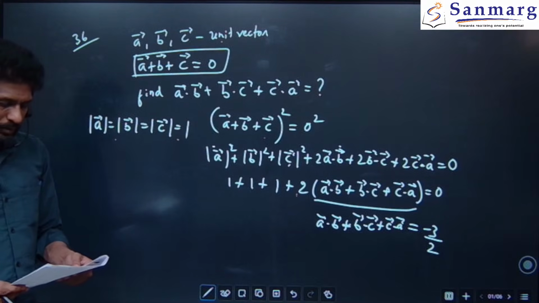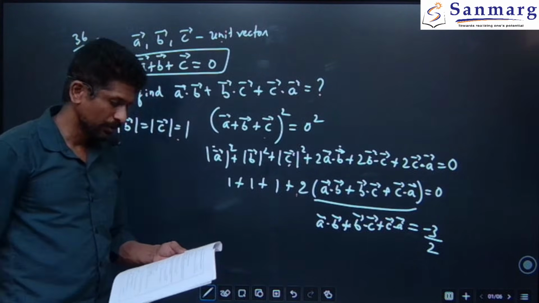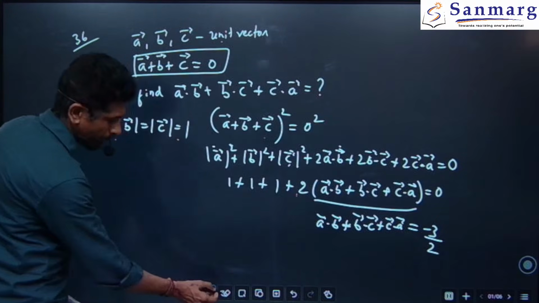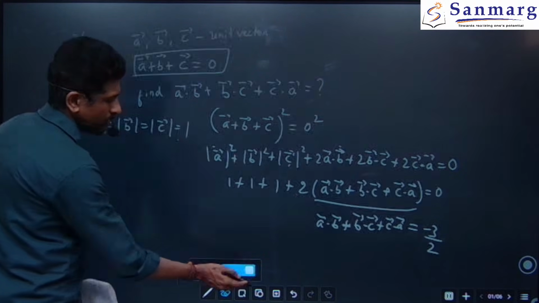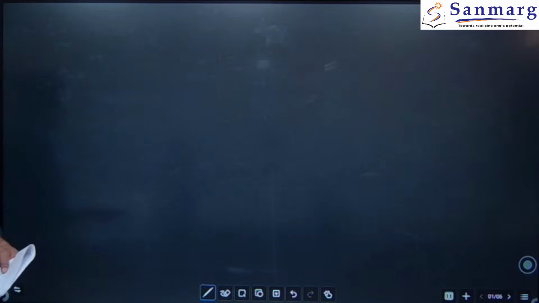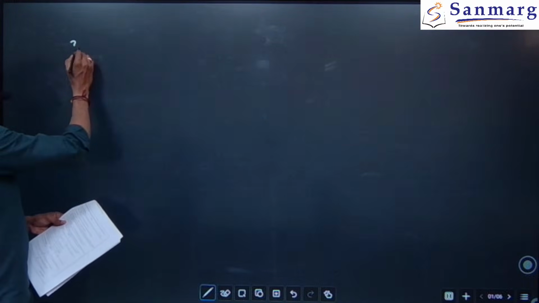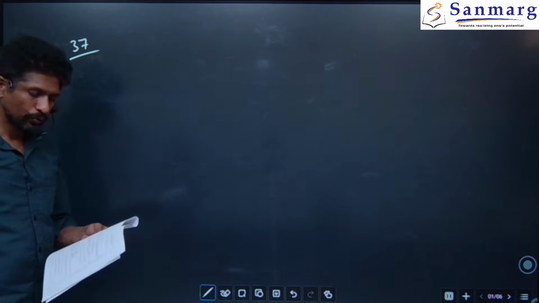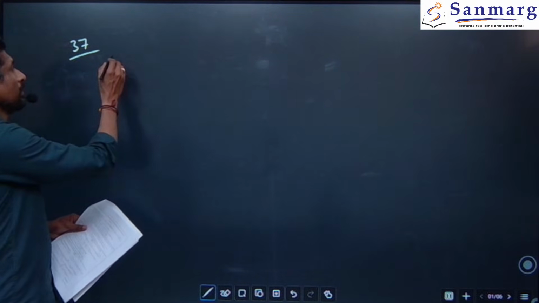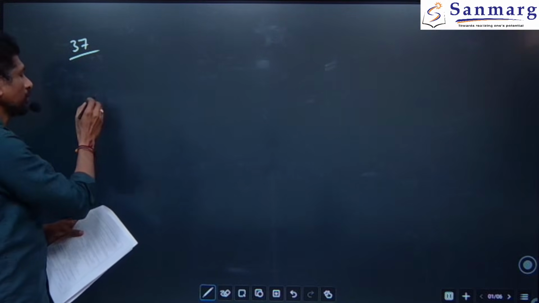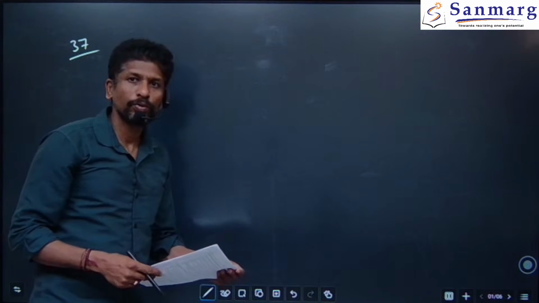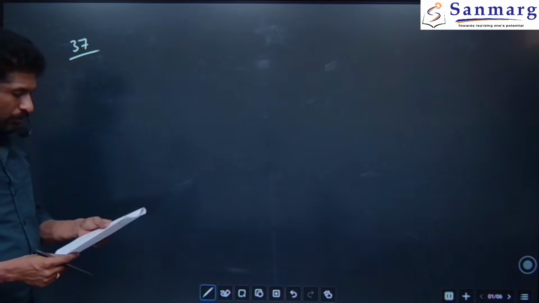The next one is in 3-dimensional geometry, the 37th question. In the 37th question, it is the distance between two lines. In 3-dimensional geometry, the distance between skew lines is different, and the distance between two parallel lines also has a different formula.